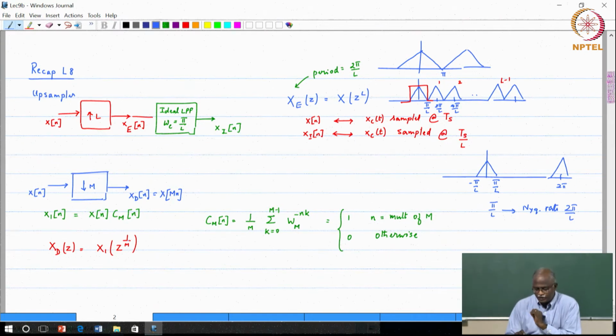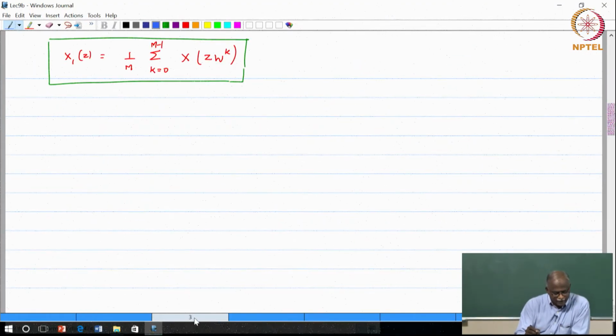Otherwise it was 0. We said that that sequence is something that can be obtained by multiplying x of n with a comb sequence. The comb sequence is defined as here. We use the complex roots of unity to construct a comb sequence, and then we were in the process of deriving the signal. So basically X1 of z, this is the point at which we ended the last lecture. I will pick it up from there.